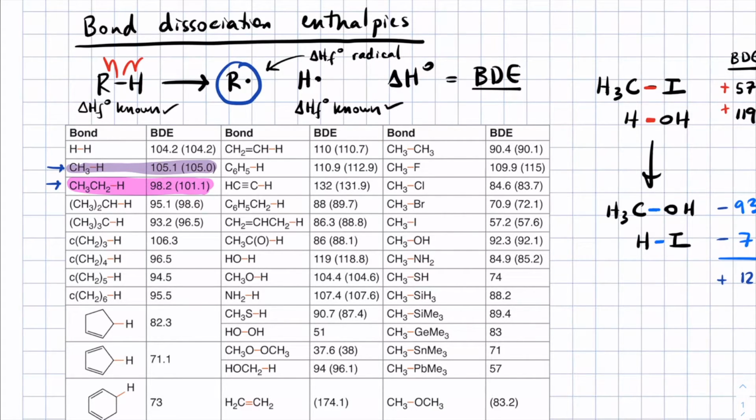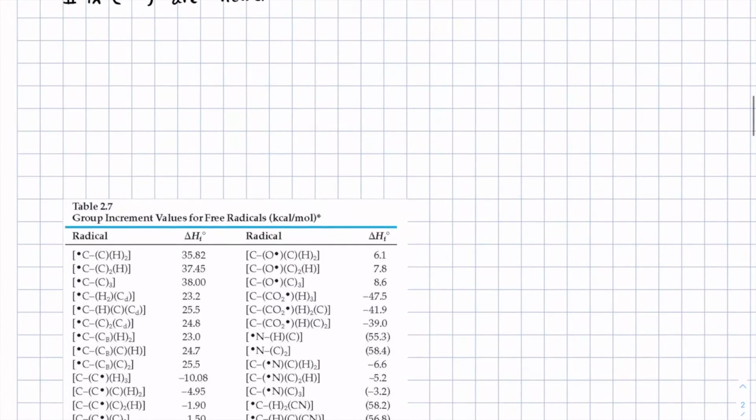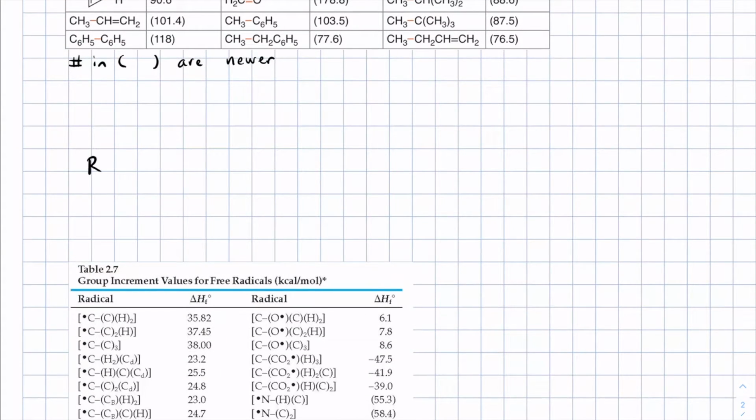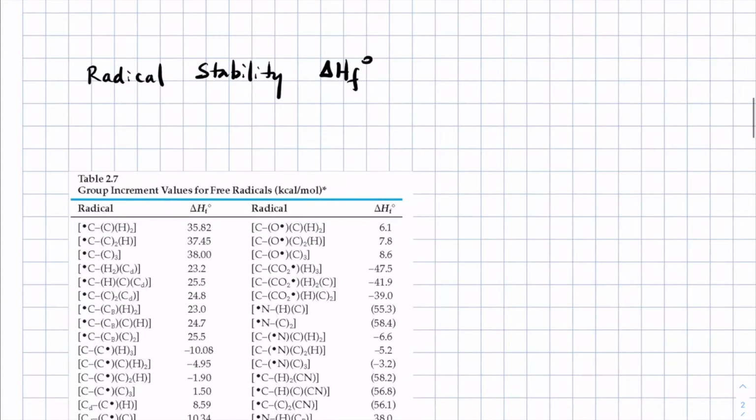And correcting for differences in heats of formation of the starting material in these bond dissociation reactions allows you to get more directly at radical stability. And if you compare enough molecules, you can also derive group increments for radical stability. Group increments for heat of formation for radicals.